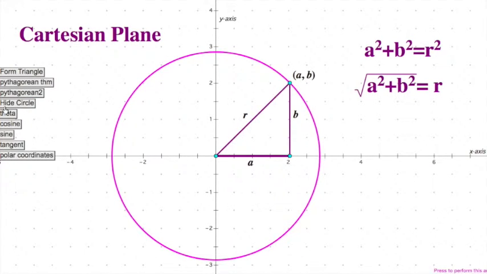We can construct a circle with center at the origin through the point (a, b). Notice that r is the radius of this circle. We will want to keep this in mind for later in the lesson. Also note that we have an angle formed between the x-axis and our r segment. We label this angle theta. So what kind of relationship do we see?